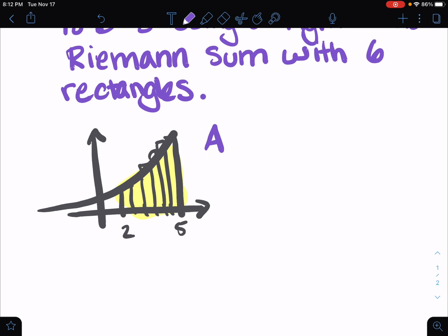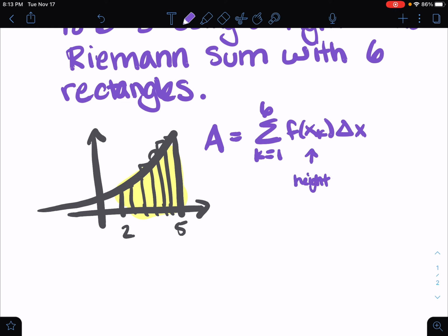Now we know that the total area is approximately equal to the sum from k equals 1 to 6 of f of x sub k times delta x. F of x sub k is the height of each of these rectangles, and delta x is the width of each rectangle. So this is a height times a width, which gives us an area of a rectangle. Then we add the areas of the 6 rectangles together to get our approximation. I should have said approximately equal to here instead of equal to. So A is approximately equal to the areas of these 6 rectangles added together. So that is what we're going to do.